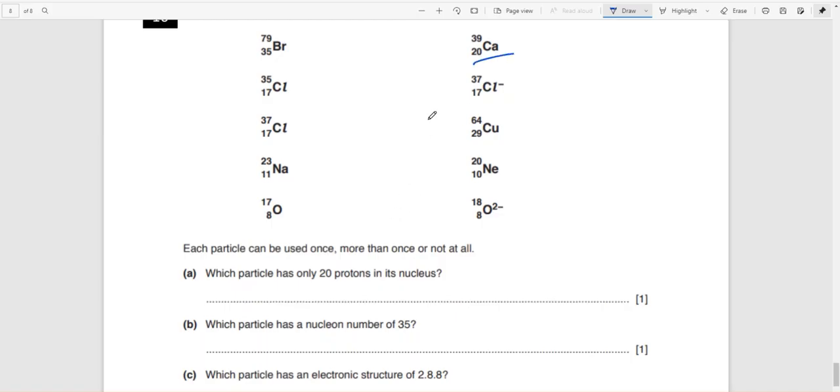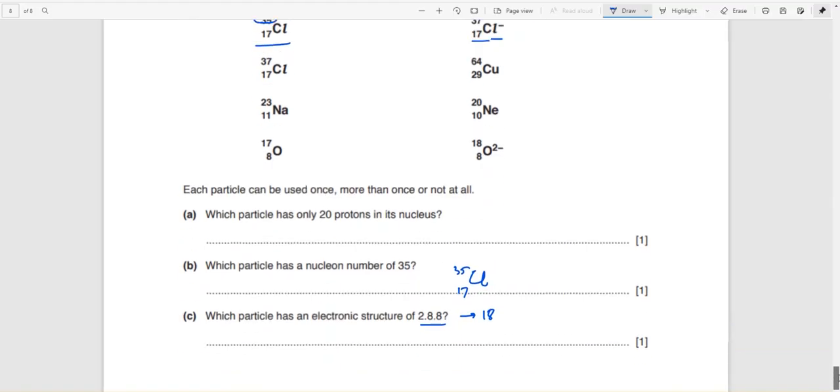Calcium. A. Which particle has a nucleon number of 35? Nucleon number of 35: Cl-35, 17. Which particle has an electronic structure of 2,8,8, which means it must have 18 electrons? This has 20. This has 18 electrons: Cl minus 1, 37, 17.